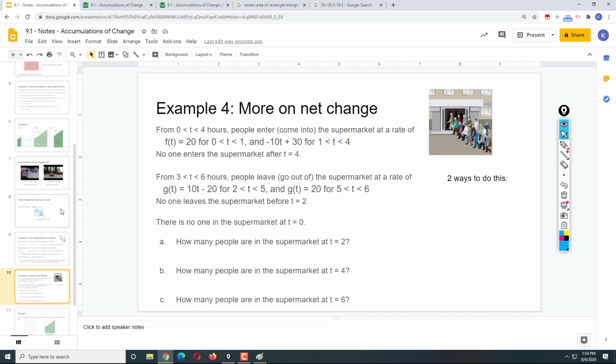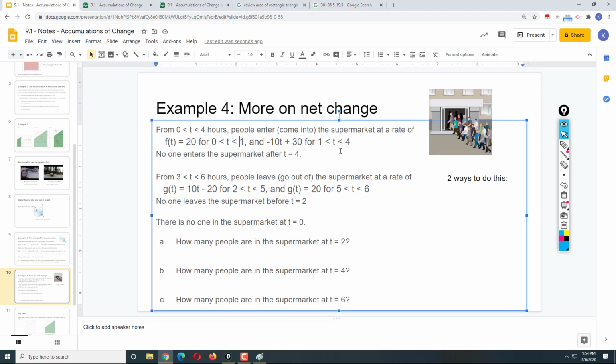Example 4, more on net change. We have a supermarket. Some people are coming in. Some people are leaving, going out. From 0 is less than t is less than 4 hours, people enter. They come into the supermarket at a rate of f of t equals 20 for the first hour, and negative 10t plus 30 for hours 1 to 4, 1 is less than t is less than 4. No one enters the supermarket after t equals 4. When no one enters, that means f of t is equal to 0.